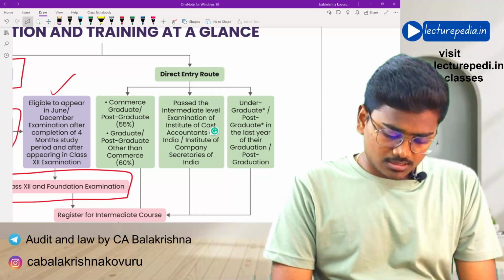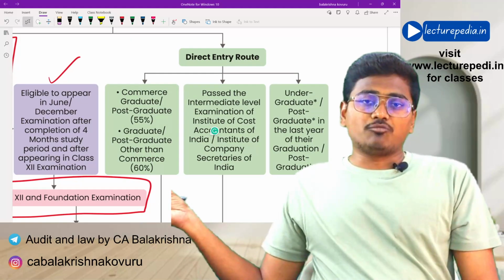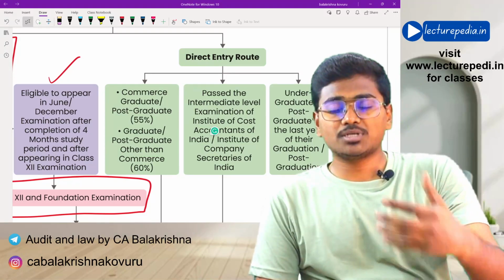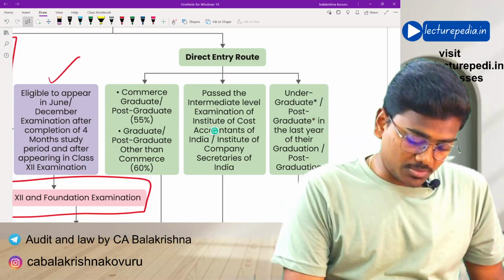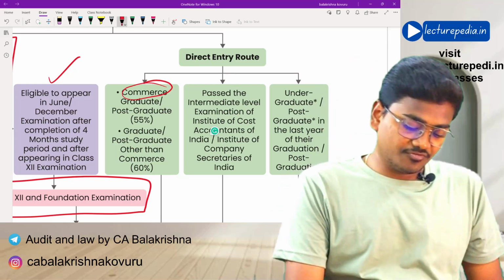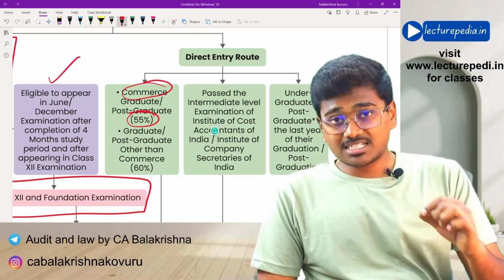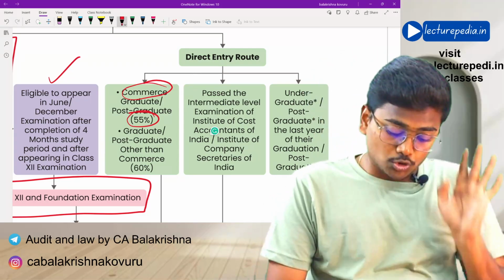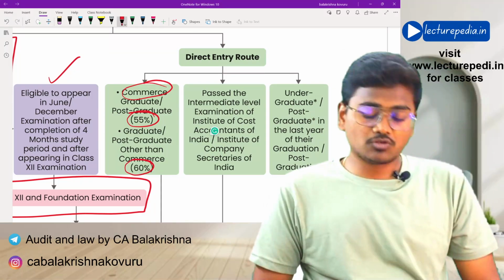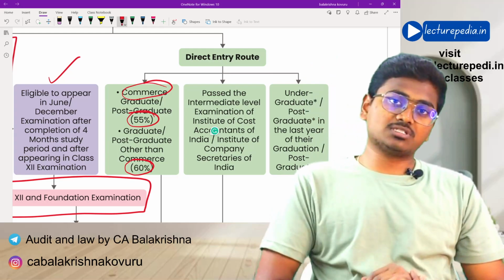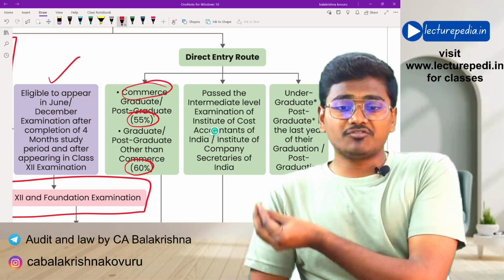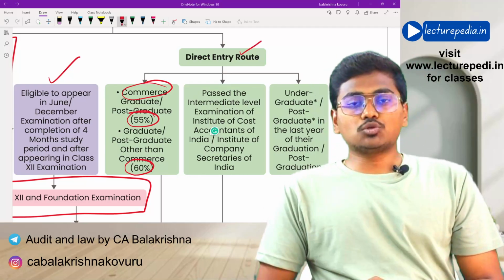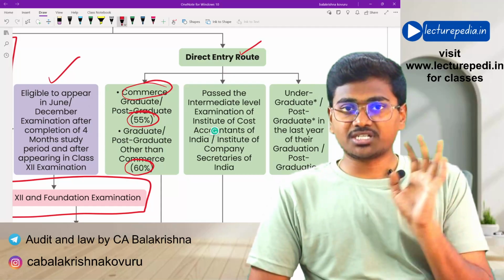There is a certain criterion with respect to the percentage of marks that you should secure in your graduation or post graduation. If you have done your graduation or post graduation in commerce, then you need to secure at least 55%. In case you have done it in a subject other than commerce, then you should have secured at least 60% of marks. If you qualify this criterion, you can join the CA course through the direct entry route without appearing for the foundation examination.